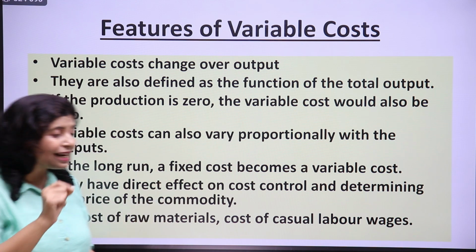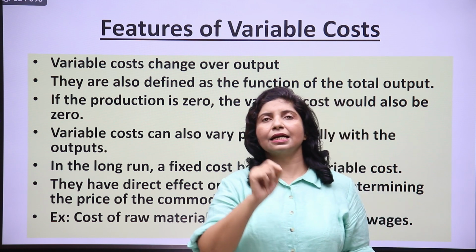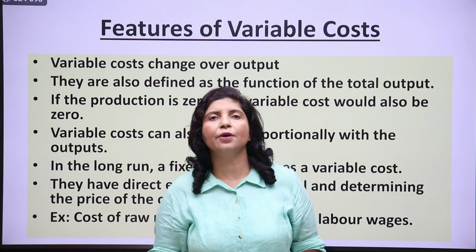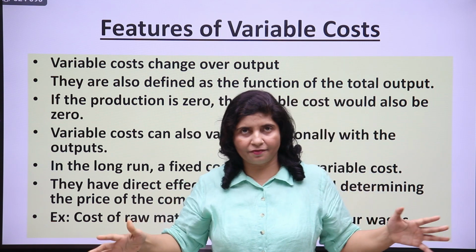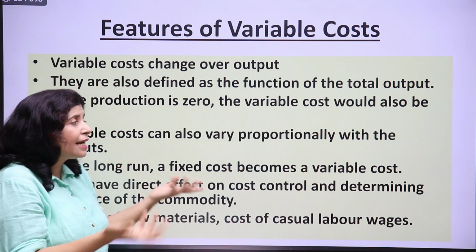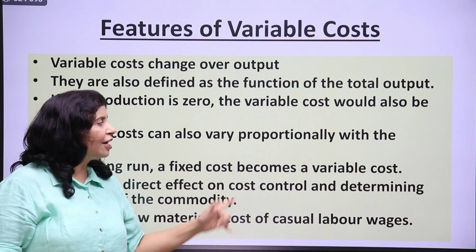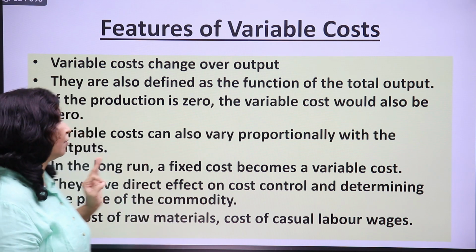Why? Because in the long run, everything can change. You can increase the capacity of your plant, you can buy new machines, you can set up a new plant, you can establish four new plants of the capacity you initially bought. That means you can do anything in the long run. So everything can be changed in the long run. That's why every cost becomes variable cost in the long run. There are no fixed costs in the long run.